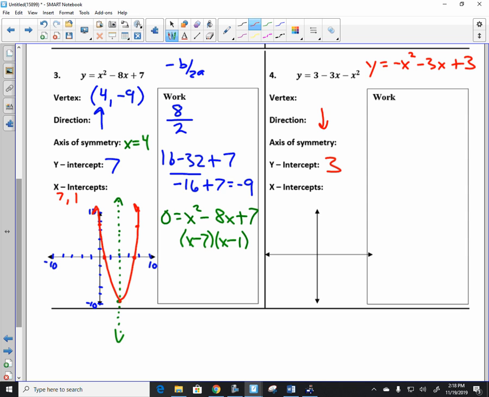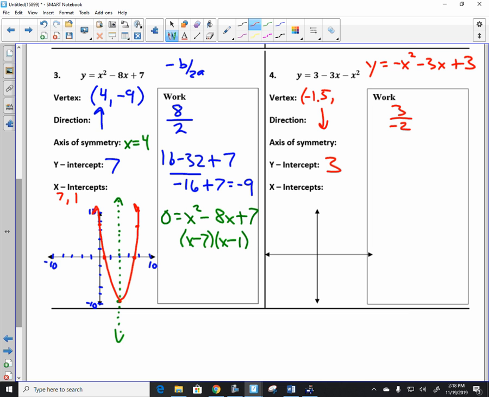So I just put it in order, x squared first, so a negative x squared. Then I put the negative 3x, and then the positive 3. So I've got the direction down. I got a y-intercept of 3. So I'm going to roll with the vertex here. Negative b divided by 2a. 3 over negative 2. That's like negative 1.5.